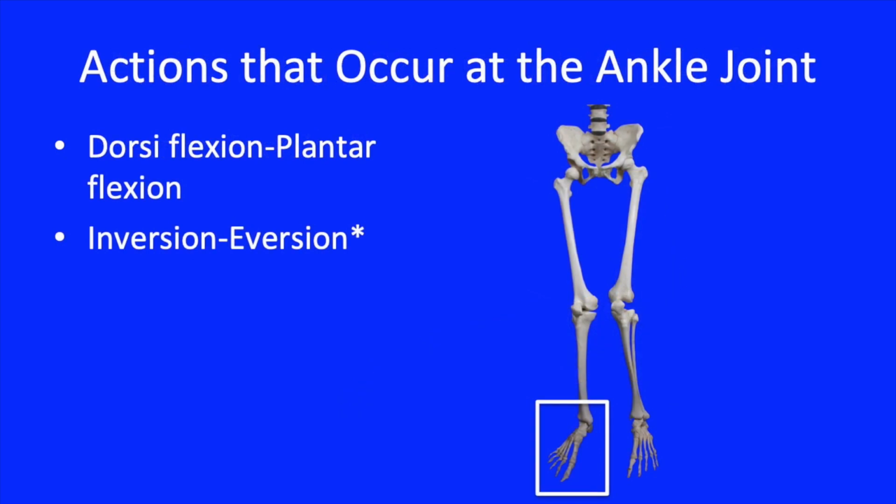As review, dorsiflexion and plantar flexion occur at the hinge joint of the ankle, whereas inversion and eversion take place at the subtalar joint of the ankle. This now concludes the tutorial on movements of the lower limb joints.